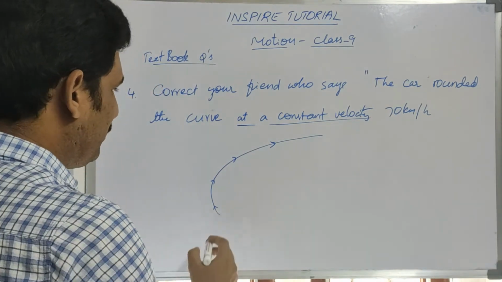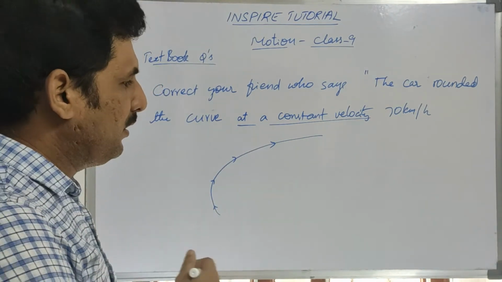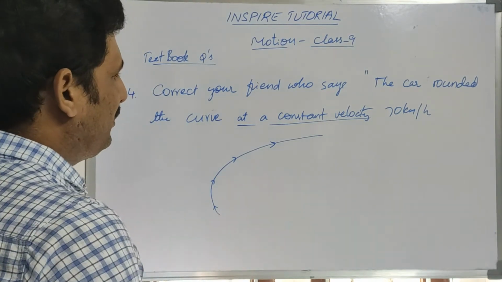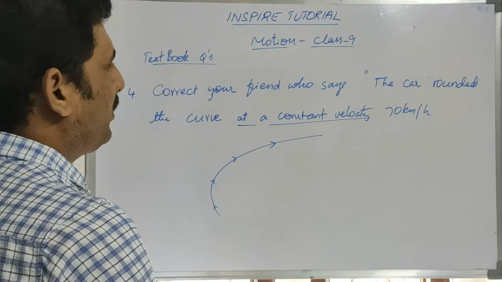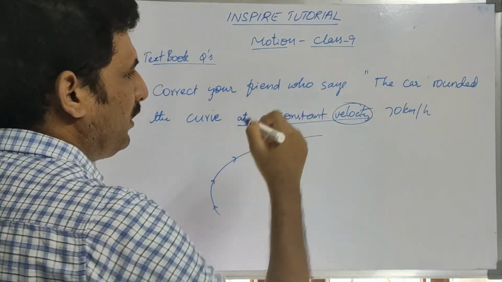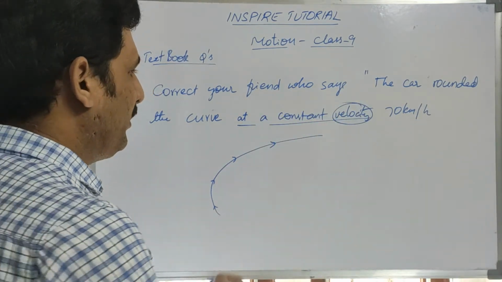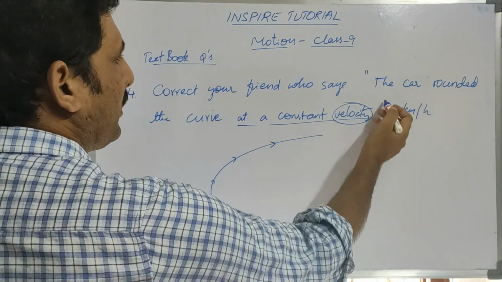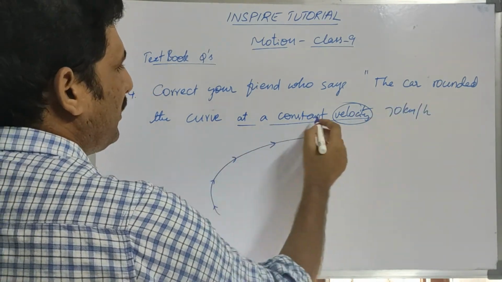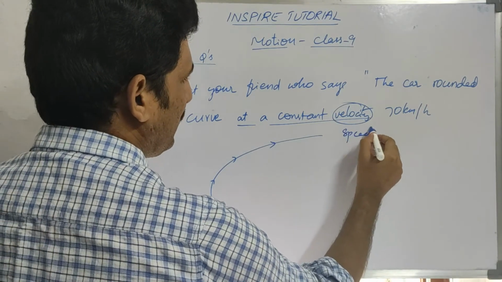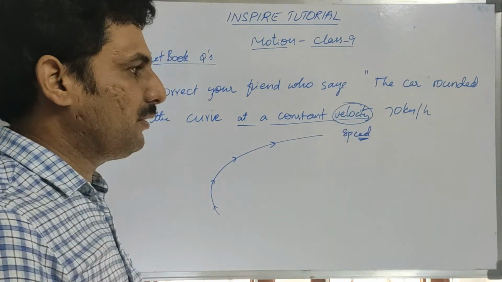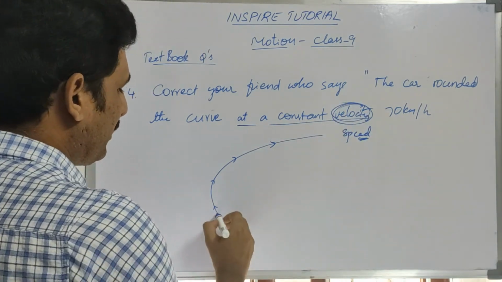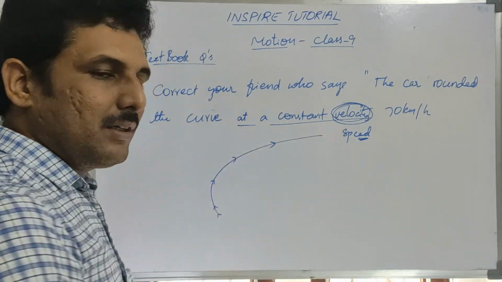So in this case, when you come to a curved path, or when a body or an object is moving in a curved path, then its velocity cannot be constant, but its speed can be constant. So we can say the car rounded the curve at a constant speed of 70 km per hour, but it cannot be velocity because the car is moving in a curved path.